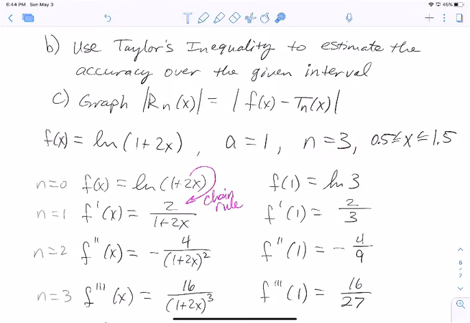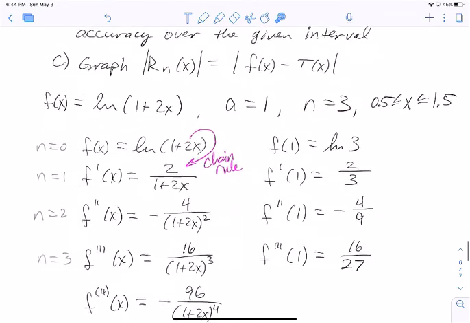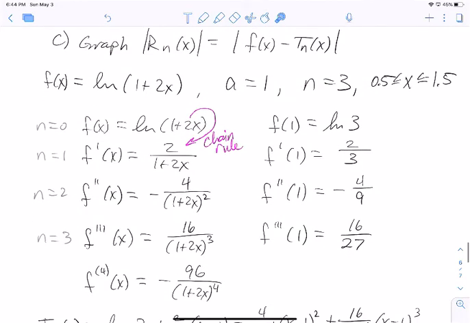However, thinking ahead, we know we're going to be using Taylor's inequality, and Taylor's inequality involves the n plus first derivative. And so I've gone ahead and computed the fourth derivative of f at this stage here. And that result is -96 over 1 plus 2x, the quantity to the fourth power. We don't need that for the third degree Taylor polynomial, and so we'll just come back to that later.